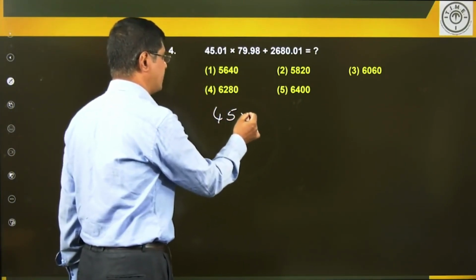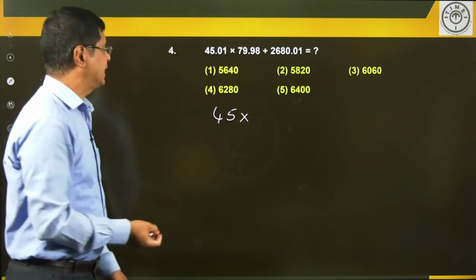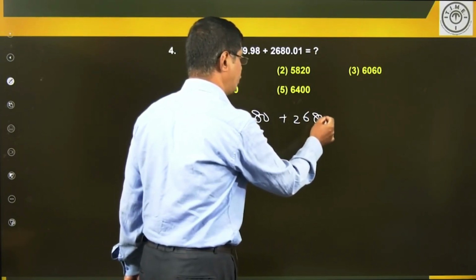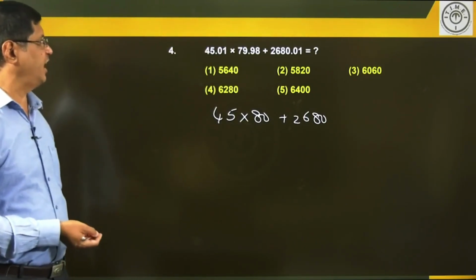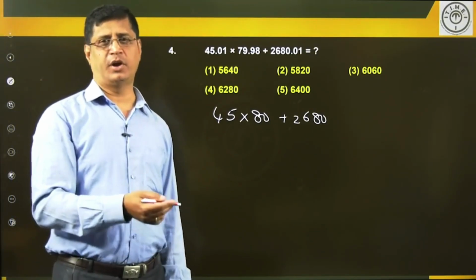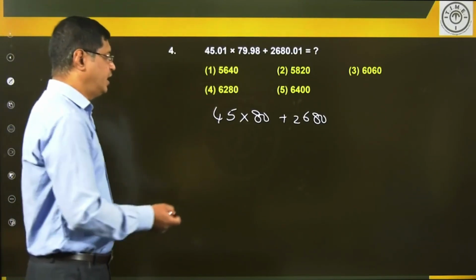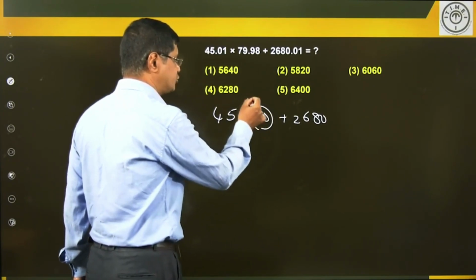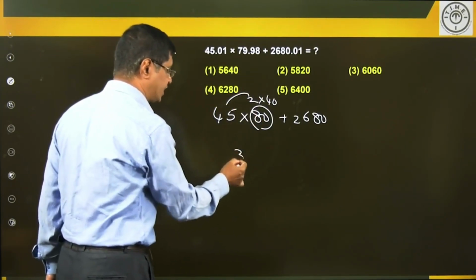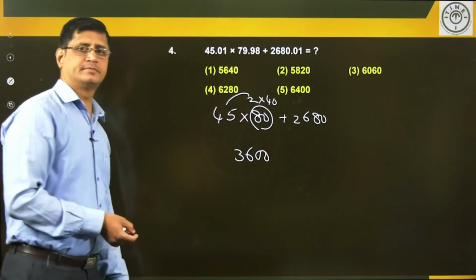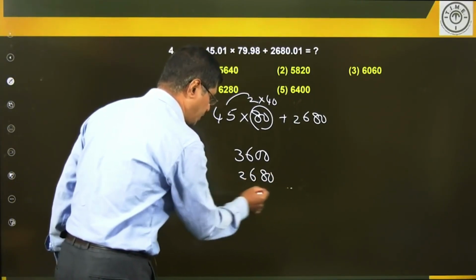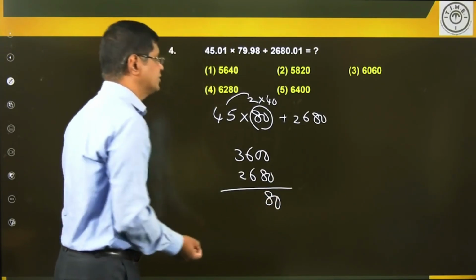45.01, that is 45. 79.98, approximately it is 80. Plus 2680.01, that is 2680. Ignore the value after the decimal, that is 01. 0.01 means negligible value. Now, here I am expressing this 80 as 2 into 40. 2 times 45, 90. 90 into 40, that is 3600. Then what is the next here? 2680. By adding this 80 in the last 2 positions.